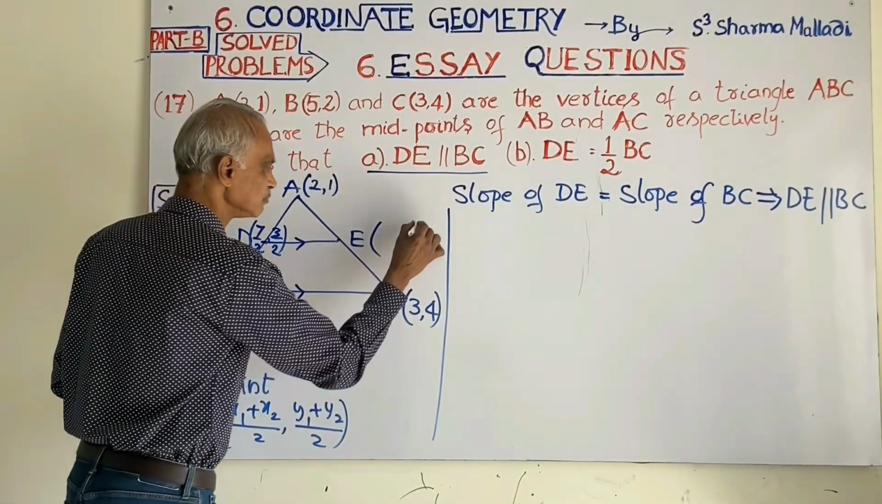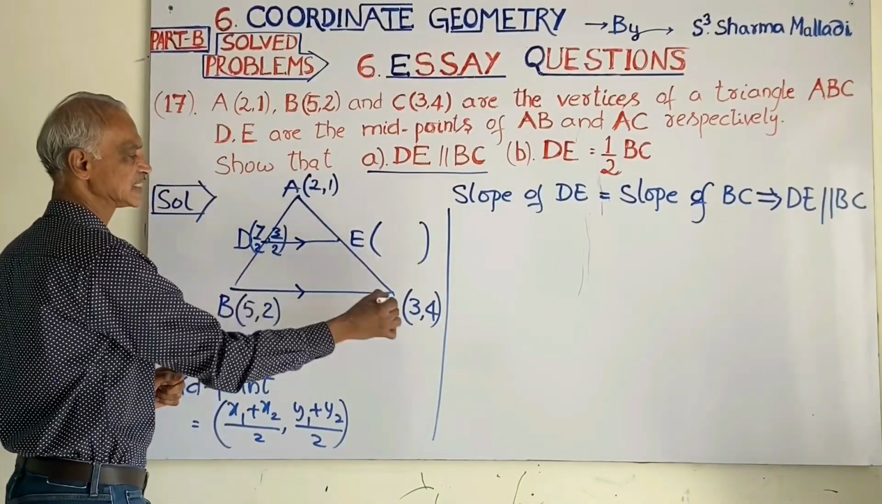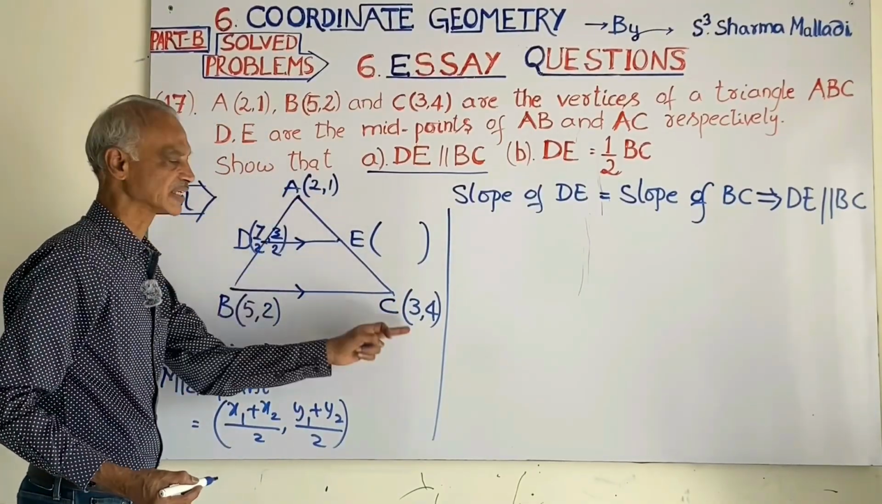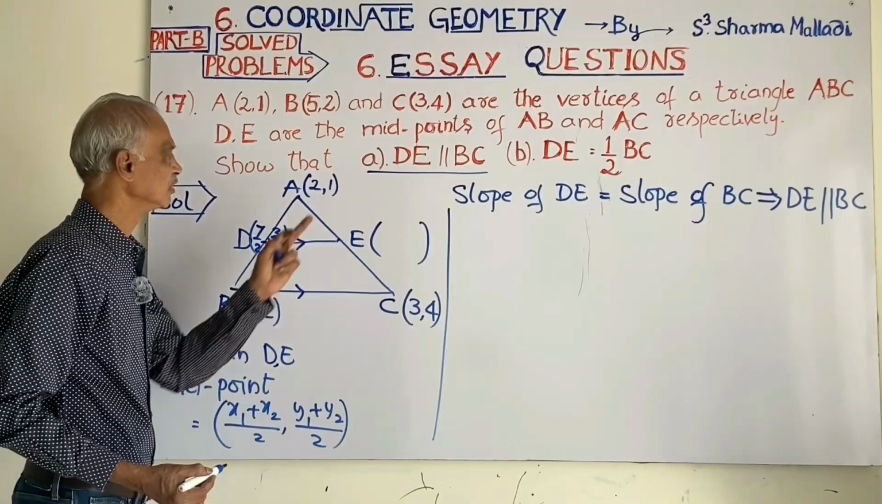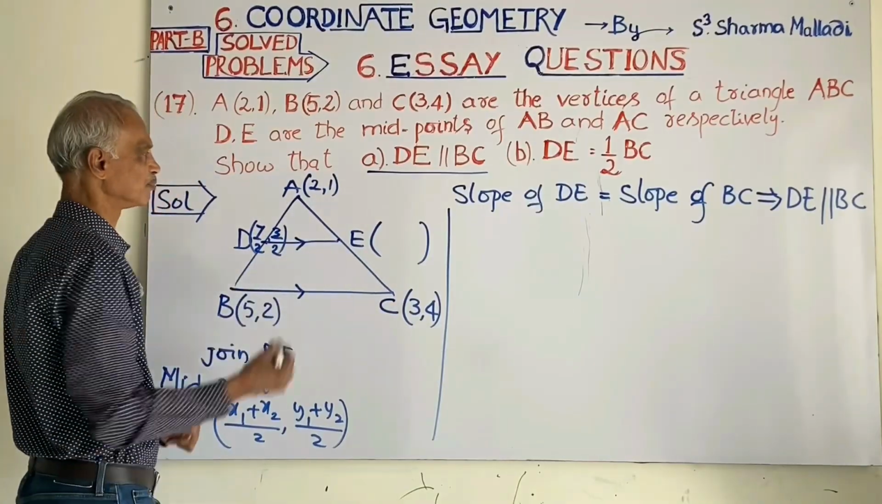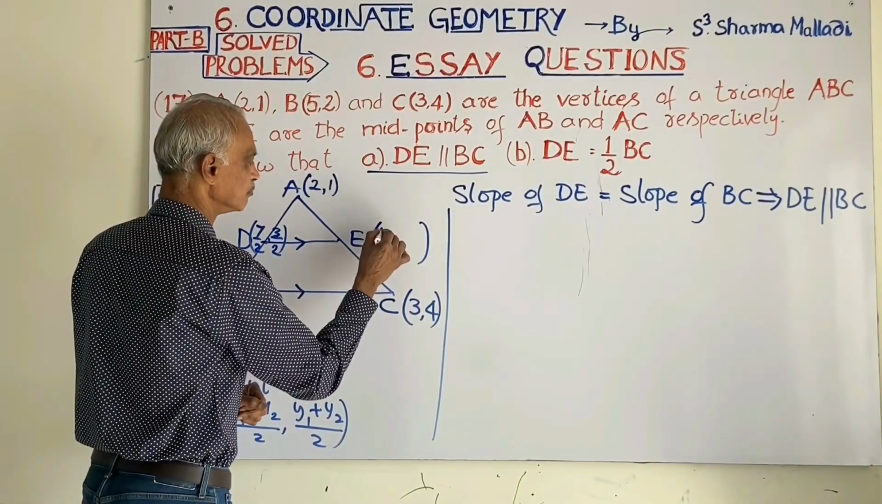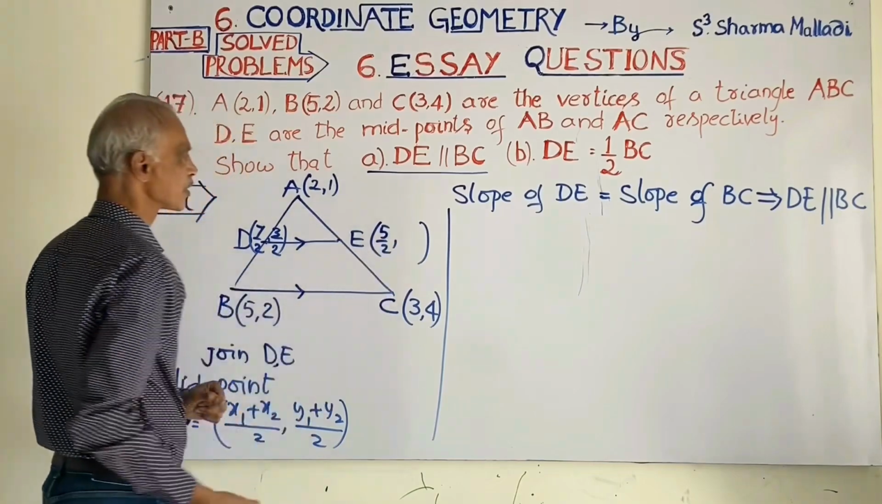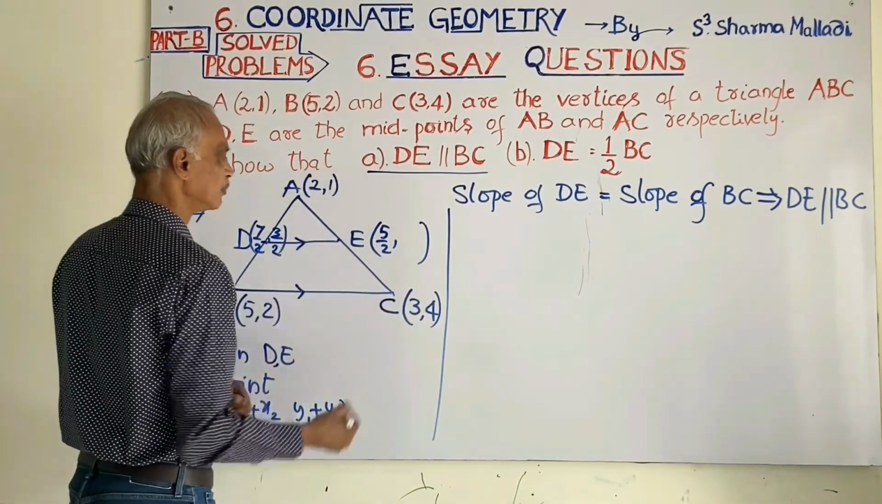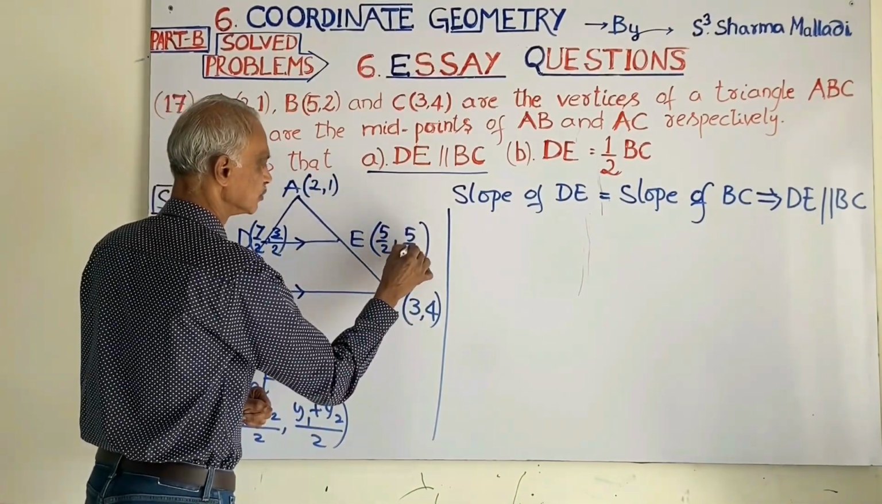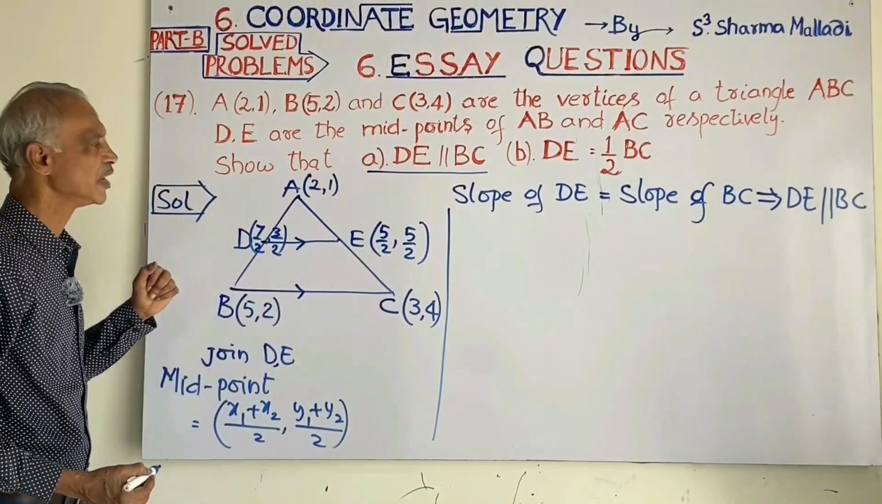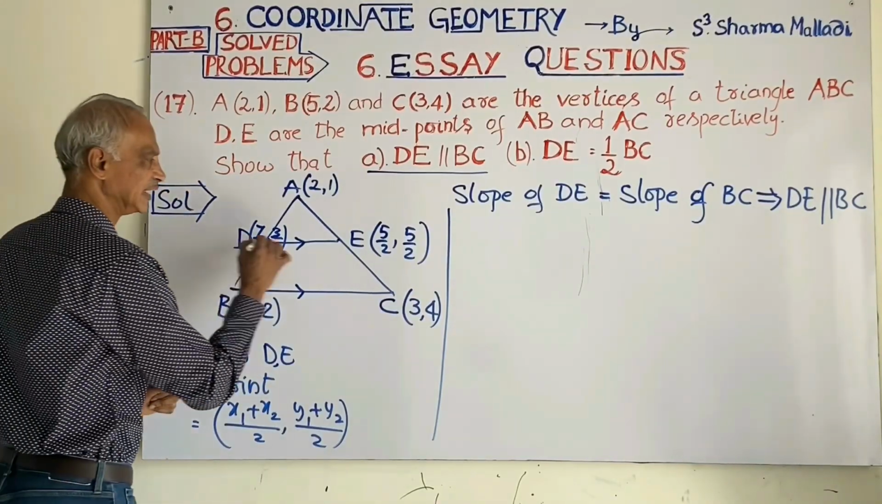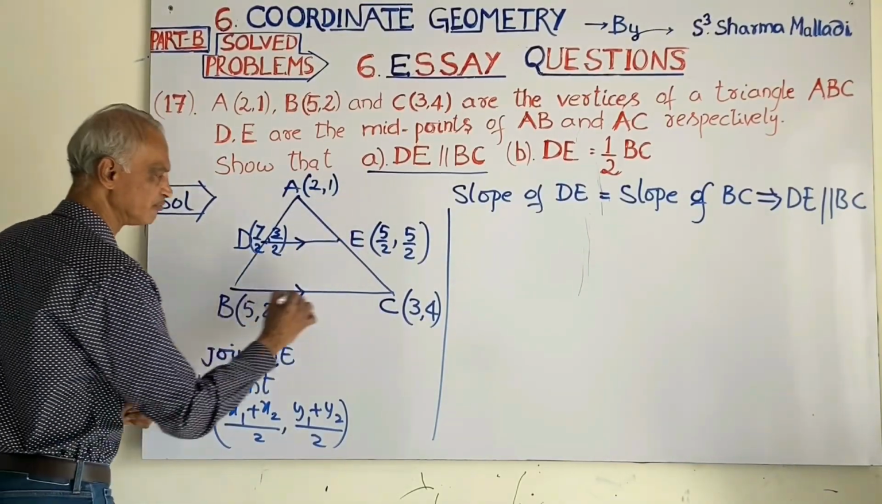Now we have to find the midpoint of AC. (x1 plus x2)/2, (y1 plus y2)/2. (2 plus 3)/2 means 5/2 comma, next (1 plus 4)/2, that also 5/2. Now we have to find the slope of DE and the slope of BC.